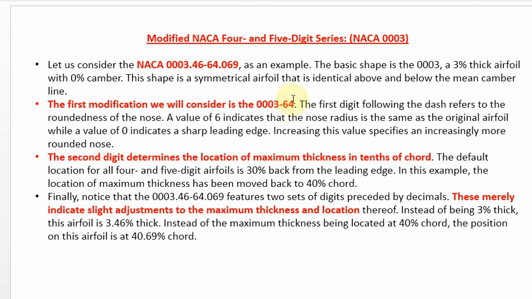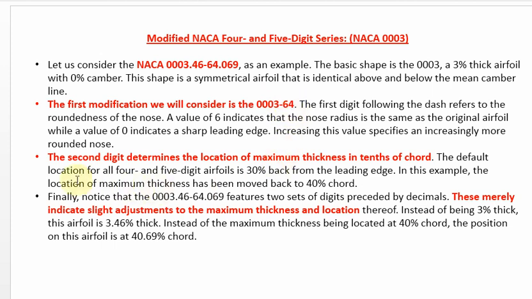They are making changes. That is why the 4 arrived in this modification. The 6 denotes the roundness value. The 4 denotes the location of the thickness. The location of thickness is not at 30% of the chord, they have moved it to 40%. So they made this modification to the parent value of the numbering system, 003.64.